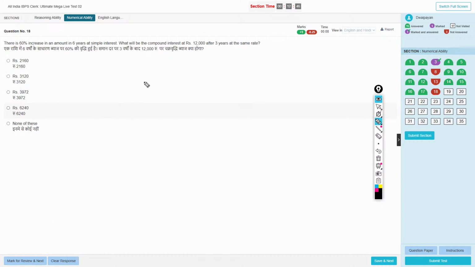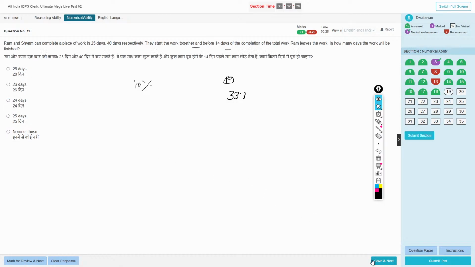Okay, there is 60% increase in amount in 6 years at simple interest. So 10%. Compound interest 3 years, same rate. Only the compound interest is asked for 33.1%. So 33.1 into 10 will be more than that, into 12, right? So definitely more than that, but not very much more.